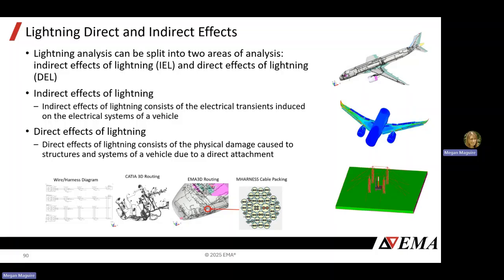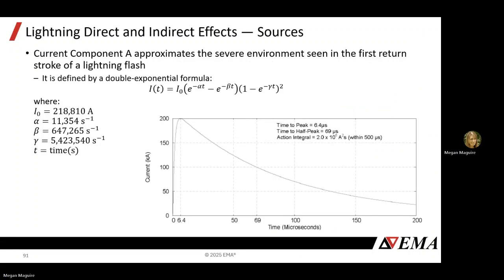So why is this important when you're building your model? Well, you want to take into account what probes you want to include. So indirect effects of lightning, you'll want to be probing your harnesses, your cables. Direct effects of lightning, you'll be wanting to look at structural currents, structural voltages. So that's why that matters, is knowing the end goal of this simulation, or you can do both. Commonly, the source used is current component A, but depending on where you have your attached lines, you may be looking at current component D.